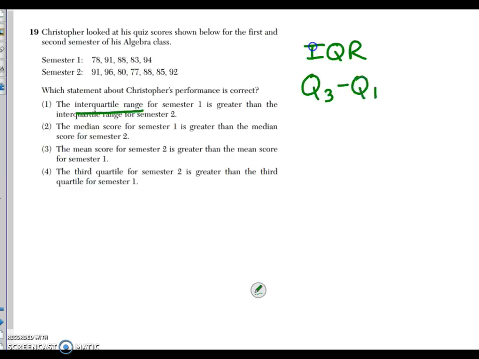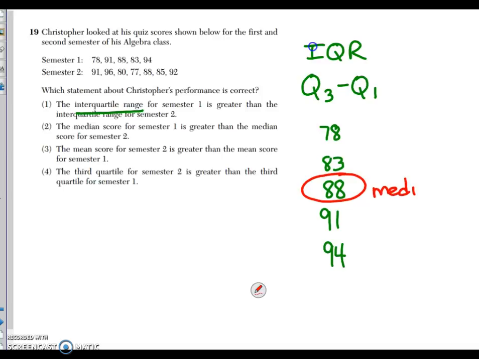So when you do that, I'm going to use the first semester as my example. The first thing that you want to do is put the numbers in order. So 78, and then 83, and then 88, and then 91, and 94. The interquartile range is the quartile 3 minus the quartile 1. Well, first we want to find the median. The median for this particular set is 88 because it's in the middle.